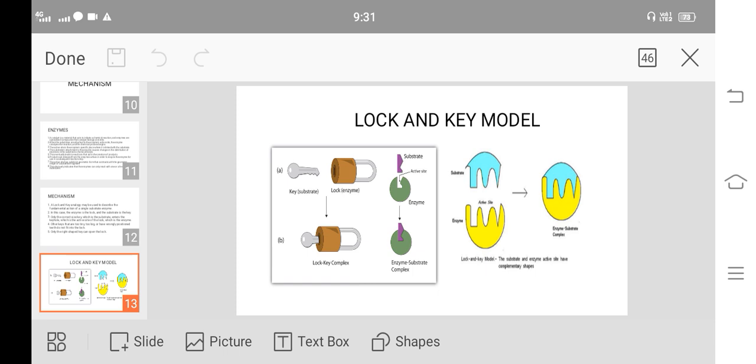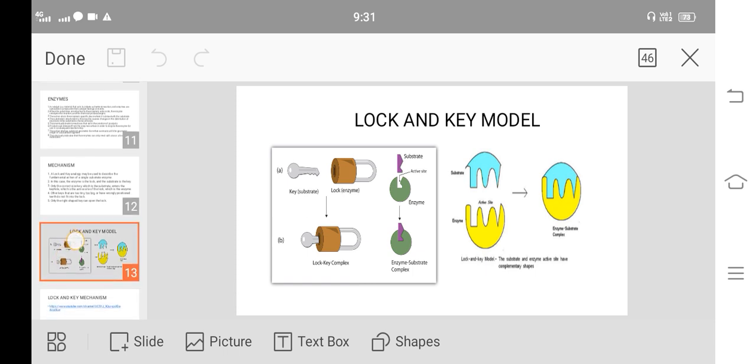If it is of the correct size and shape, the lock and key will be fixed, and the complex is called the enzyme substrate complex, or lock and key complex. This diagram shows that a correct key and lock will be present, so they easily bind. This is the final product, the enzyme substrate complex, also called the lock and key complex.